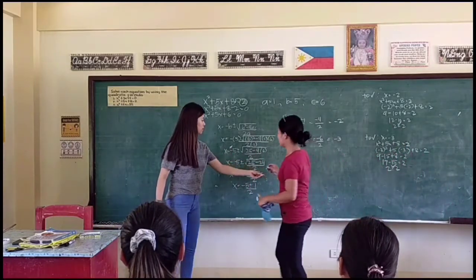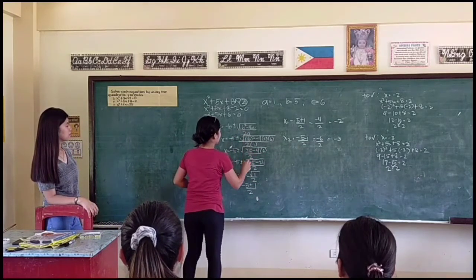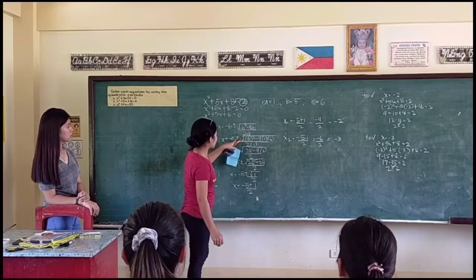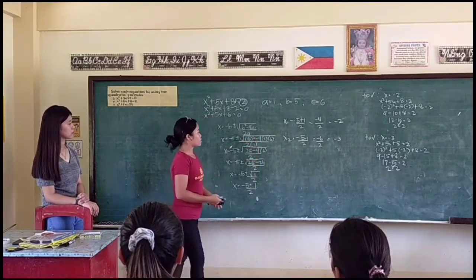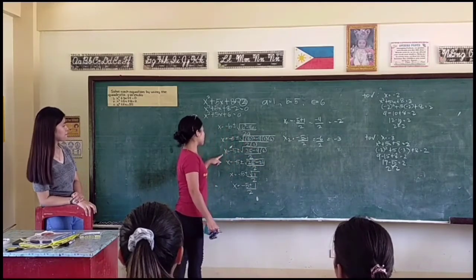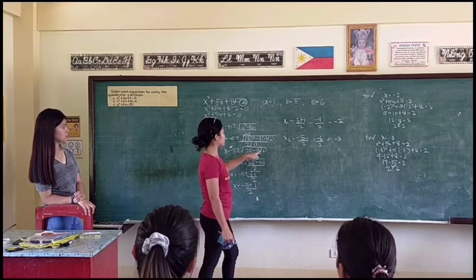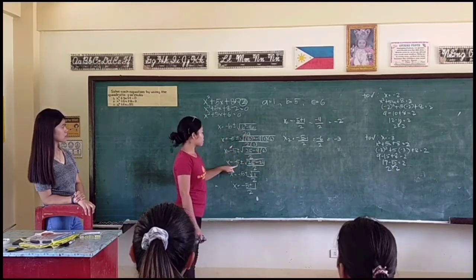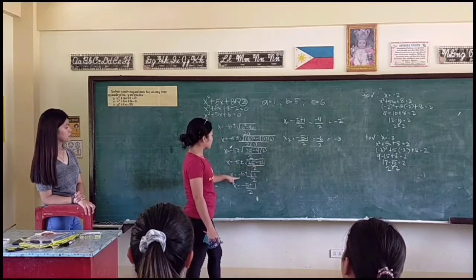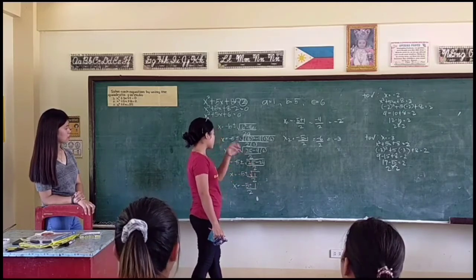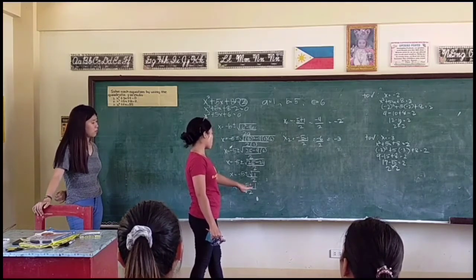Because negative, negative 5, plus or minus the square root of 5 squared minus 4 times 1 times 6, over 2 times 1. So we come up here, x is equal to negative 5, plus or minus the square root of 25 minus 4 times 6, over 2. x is equal to negative 5, plus or minus the square root of 25 minus 24, over 2. So x is equal to negative 5, plus or minus the square root of 1, over 2, and equals negative 5, plus or minus 1, over 2.